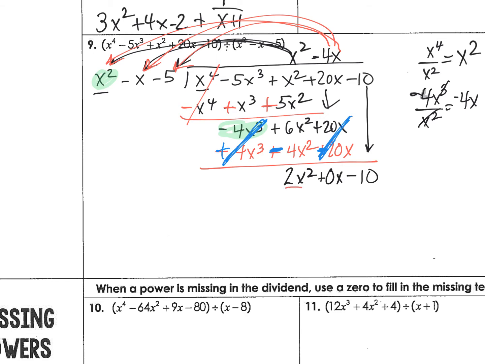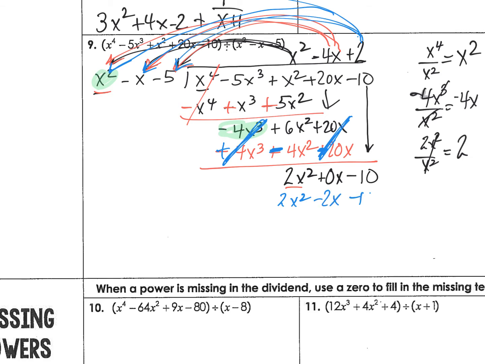So now, this divided by this. 2x squared over x squared is just 2, so this becomes plus 2. So now we're going to multiply it out. 2 times x squared is 2x squared. 2 times negative x is negative 2x. 2 times negative 5 is negative 10. Changing signs, that becomes negative, this becomes positive, this becomes positive. That goes away, this goes away, and what are we left with? 2x.